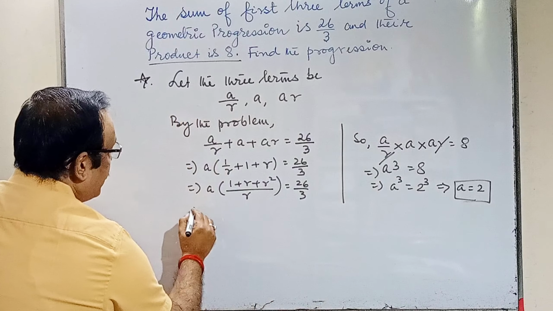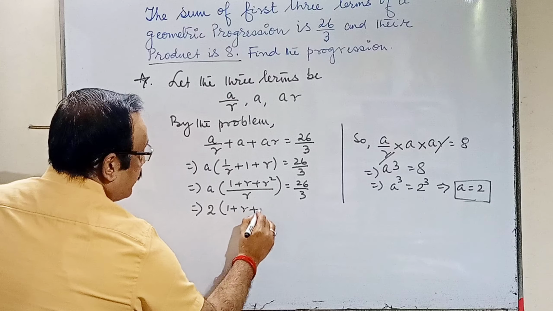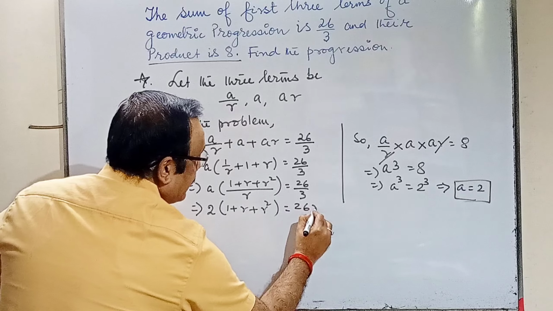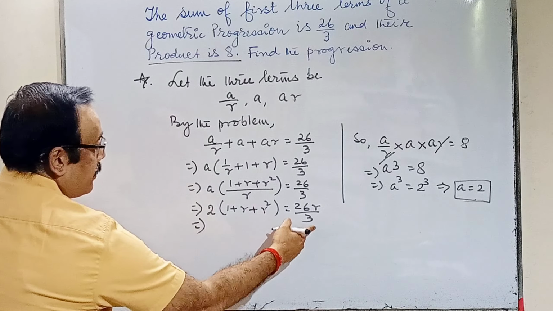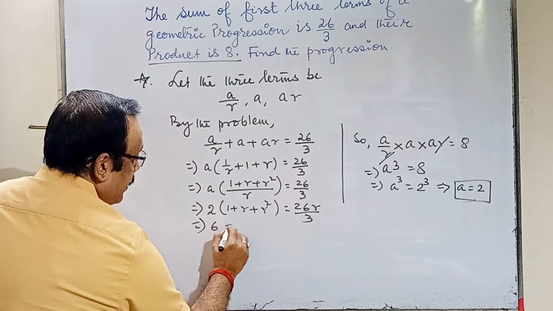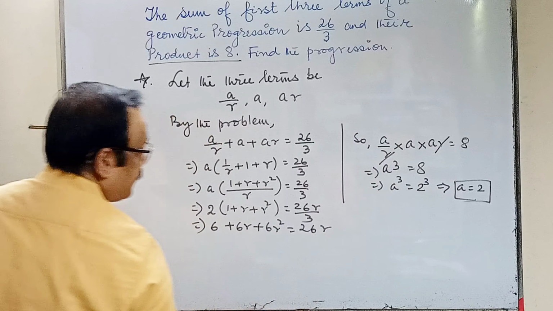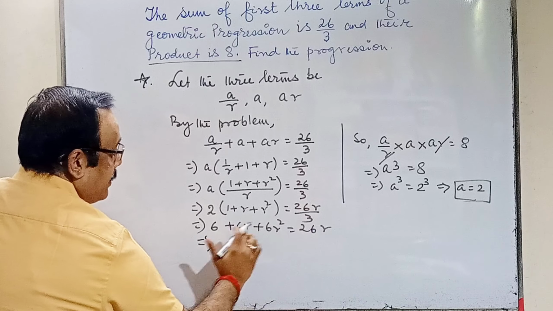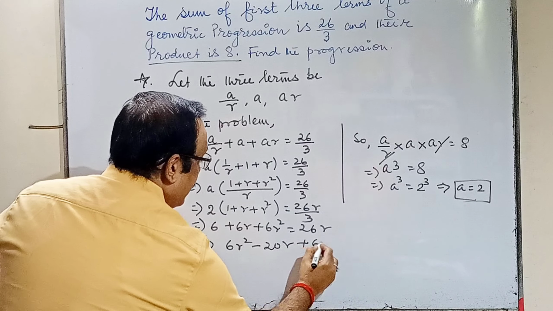This value of A I will substitute here. So we get 2 into (1 plus R plus R square), and this R is getting crossed this side, so it will become 26R by 3. So we'll cross it here. This will become 3 into 2, that is 6. 6 into 1 is 6, 6 into R is 6R, plus 6R square is equal to 26R. So we bring this side: 6R minus 26R will give you 6R square minus 20R plus 6 equal to 0.